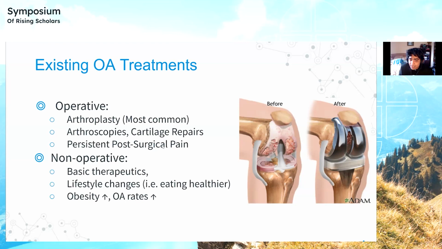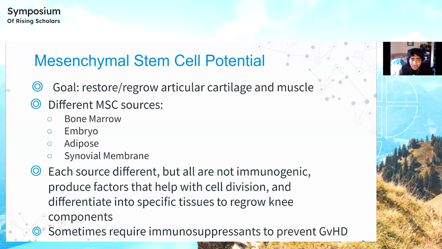But the issue with this is that even though this may slow the development of further knee OA, we cannot reverse the damage that has already been done in terms of the degeneration of the knee joint. So, on the other hand, using stem cells shows promise to be a permanent cure for knee OA. When using these cells, our primary goal is to restore and regrow articular cartilage and muscle.